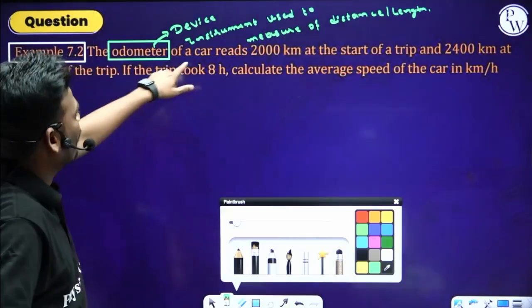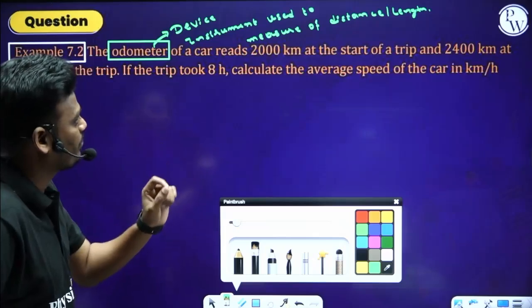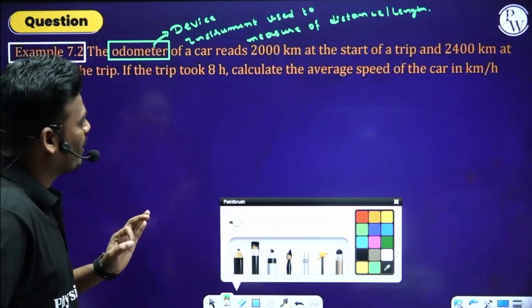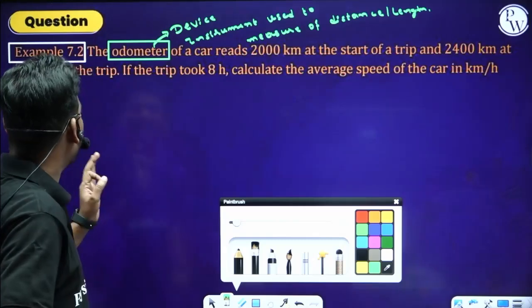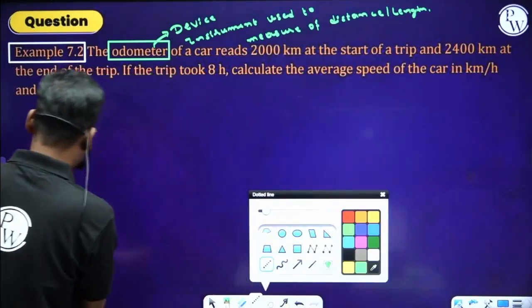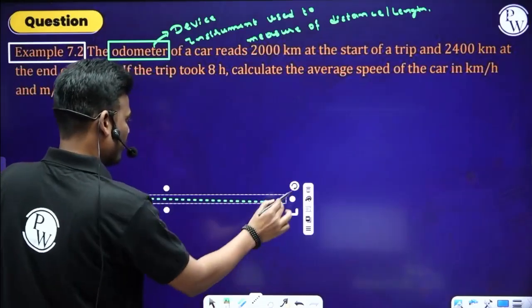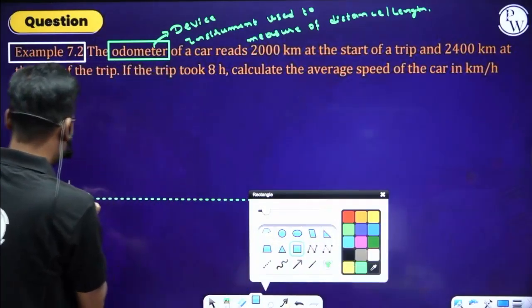first, the odometer of a car reads 2000 kilometer at the start of the trip, meaning initially. And 2400 kilometer at the end of the trip. Let's try to understand by visualizing it. It will be better for understanding if we visualize that.